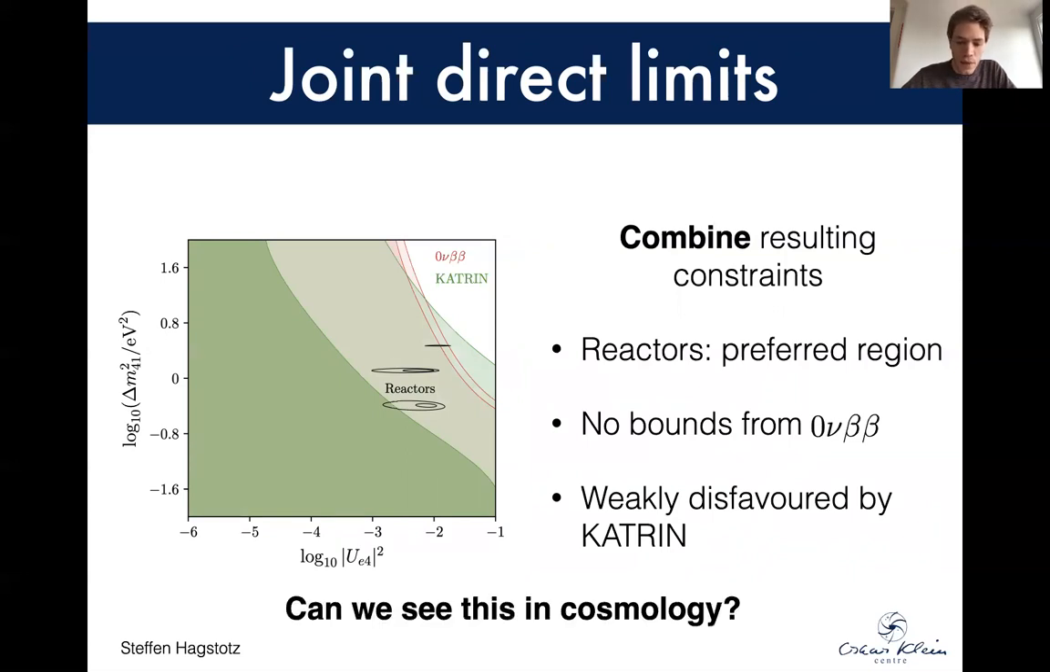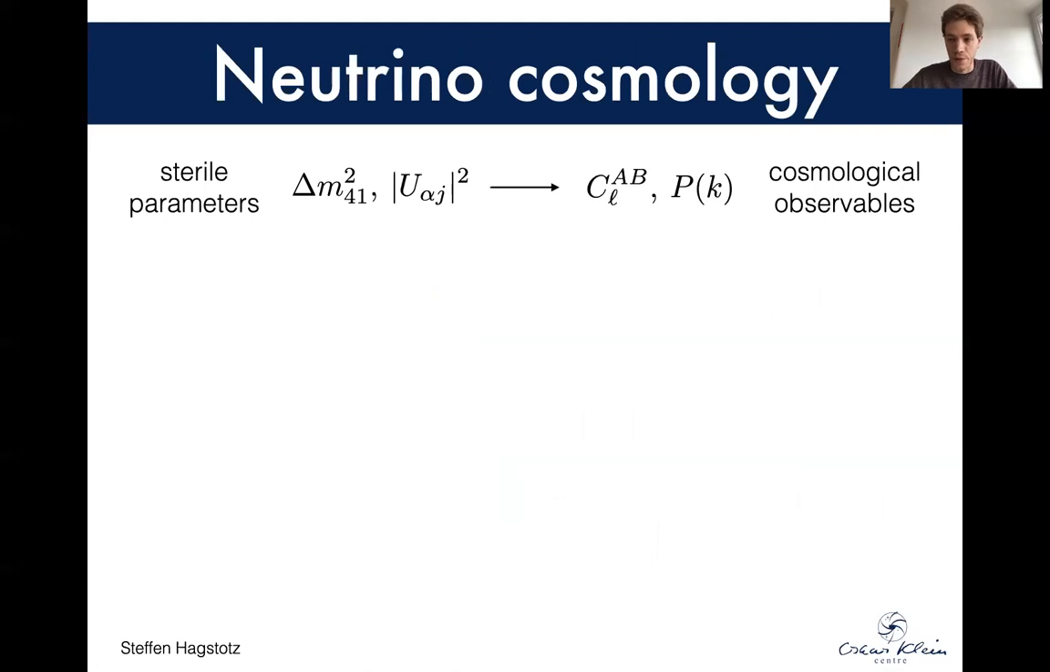So now the question is, of course, can we go to cosmology and actually look for a signal of such neutrinos? And in principle, of course, we can. The big challenge is that we have to get from the fundamental sterile parameters, the mass splitting and the mixing matrix, to cosmological observables, such as the CMB power spectrum or the matter power spectrum that we can calculate with our Boltzmann codes.